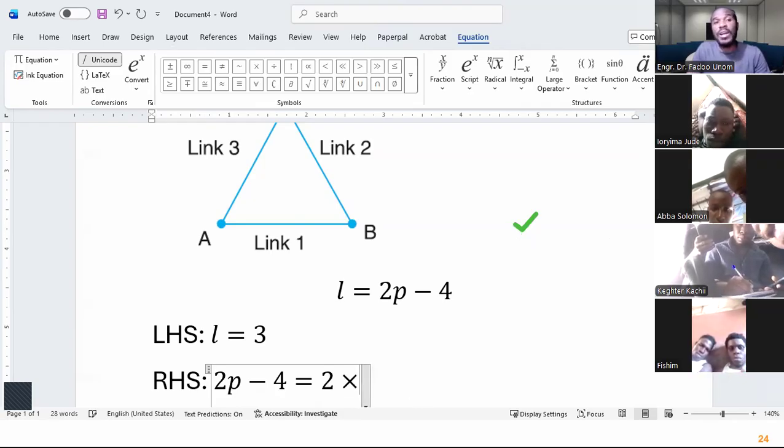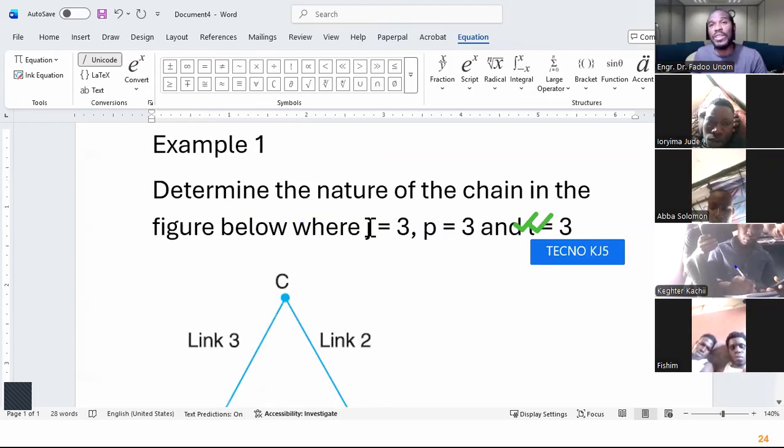times P. How many lower pairs are in that joint? They've already given us in the question anyway.